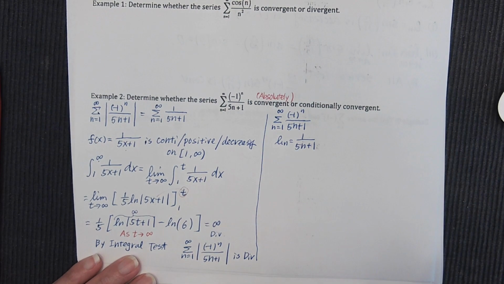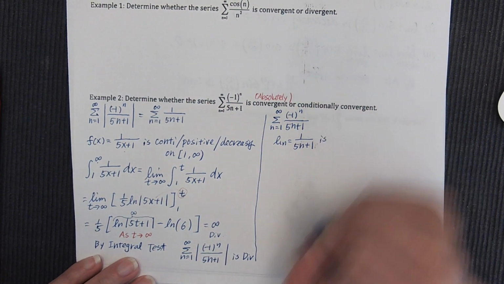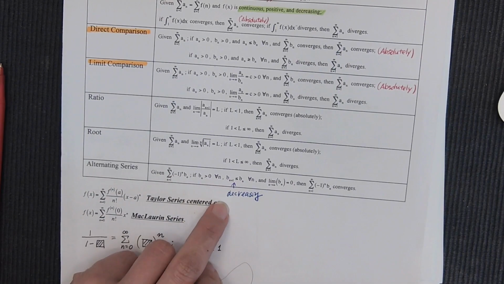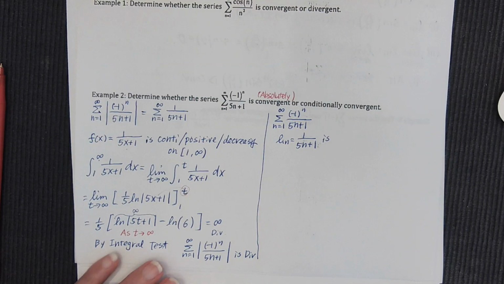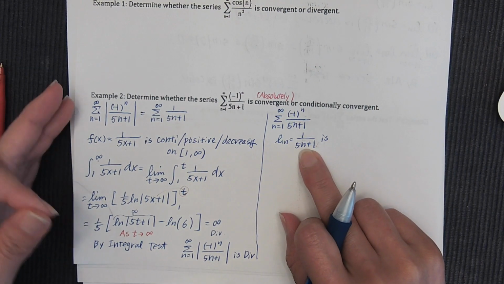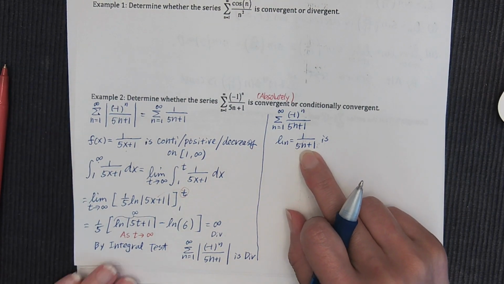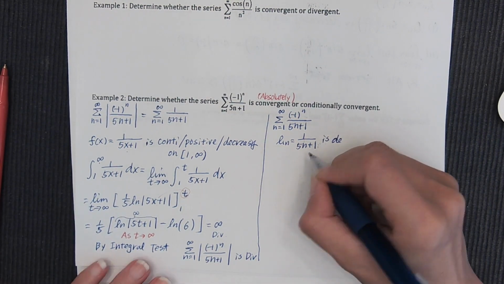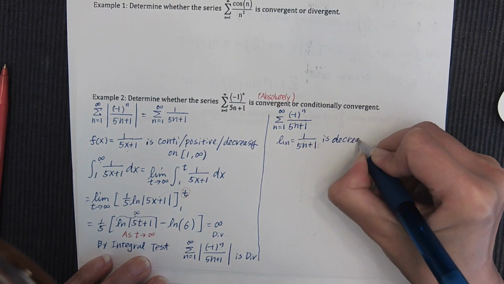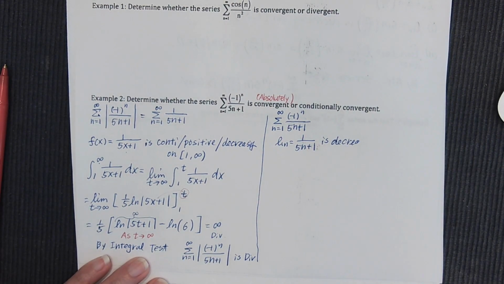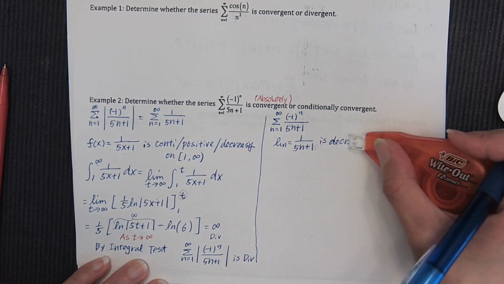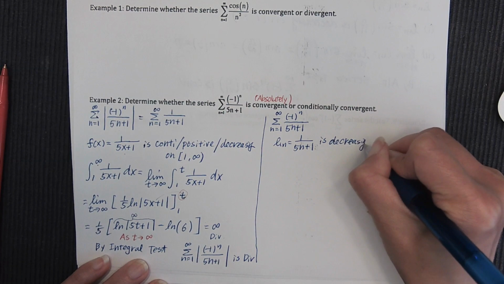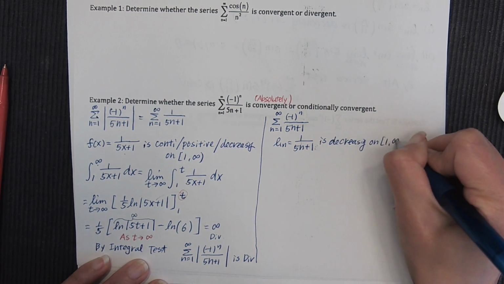What are the two conditions you have to check? Decreasing. Is this decreasing? If I plug in n equals 1, n equals 2, n equals 3, yes, it is decreasing, because the denominator is getting bigger and bigger. Yes, it's decreasing.